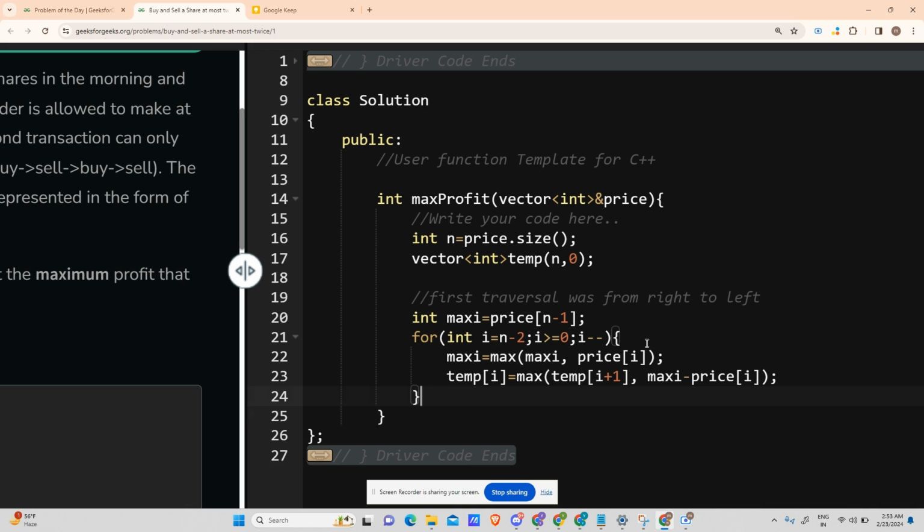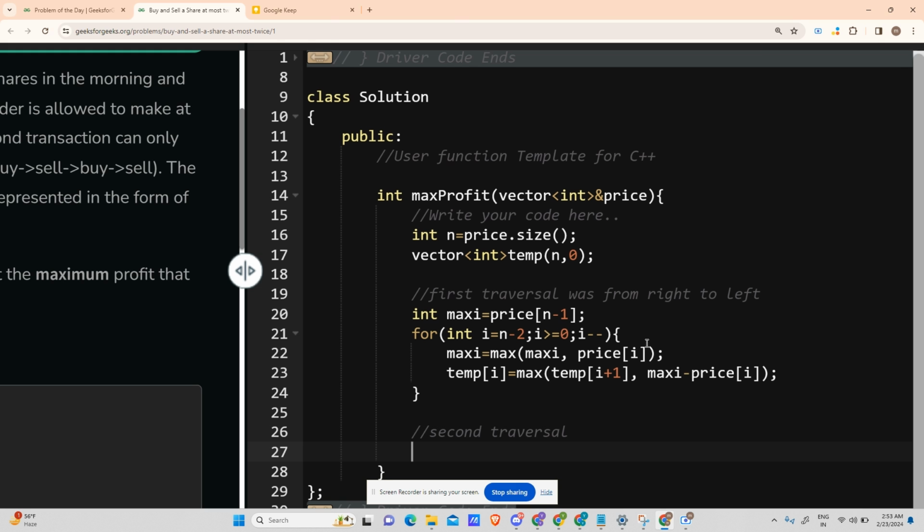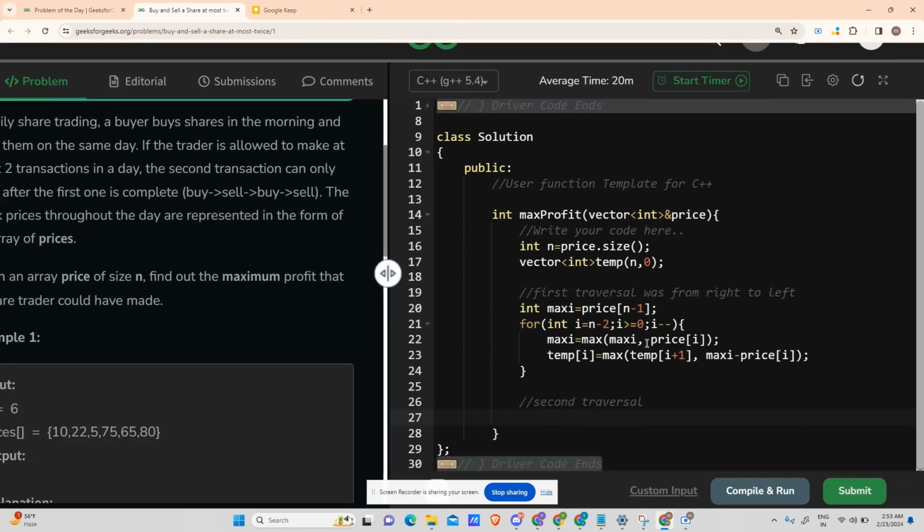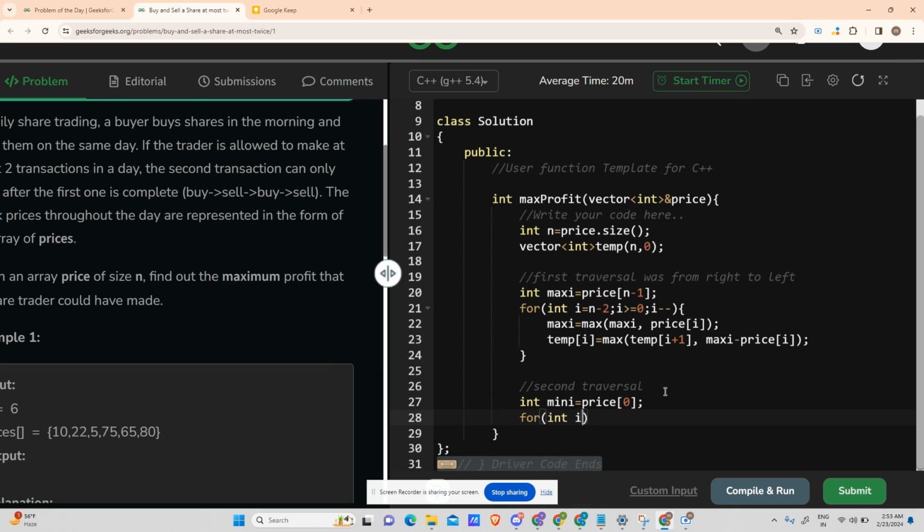Okay, comes the time for second traversal. What was the second traversal? It was from left to right, and we have to count for mini. So my mini is equal to price of 0th, right? And I will start from first index. So for int I equals to 1, I less than n, I plus plus.